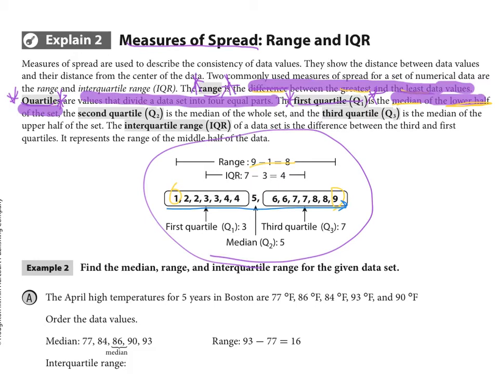So let's just label these again. In your foldable, make sure you get in second quartile, and that's the median of the whole set. That's right here. And then finally, third quartile, get that in as well. And of course, that's going to be the median of the upper half.